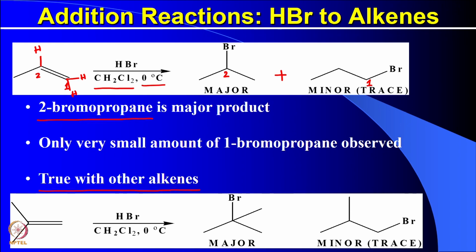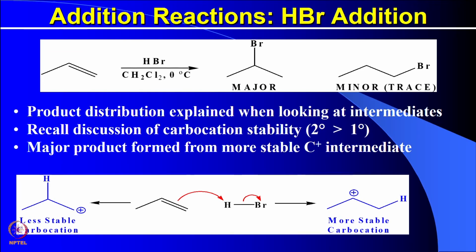So here, if you have two carbon atoms connected to carbon number 2 and two hydrogens attached to carbon number 1, addition of bromine to carbon number 2 is the major product and addition of bromine to carbon number 1 is a minor or trace product. How does this happen? What is the reaction mechanism in this case? This reaction goes through the formation of a carbocation, which we have already discussed. So the product distribution is explained by looking at the reaction intermediates.